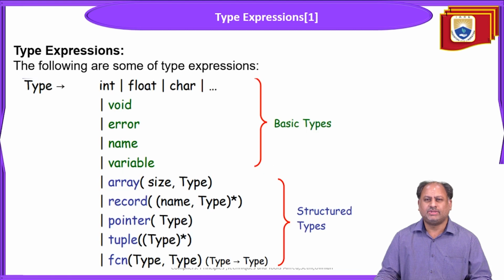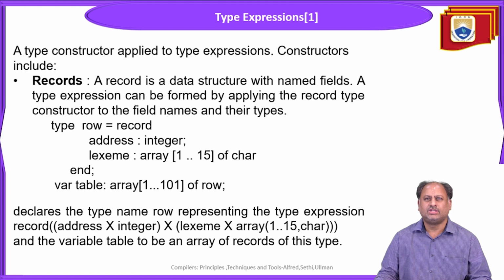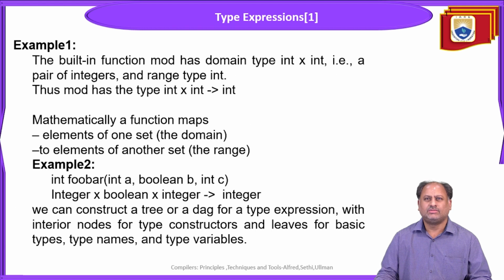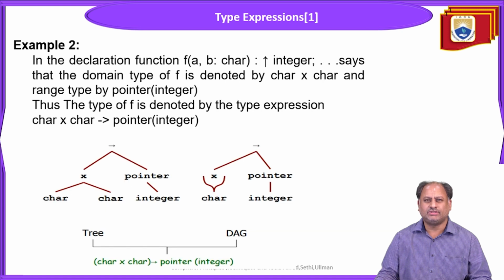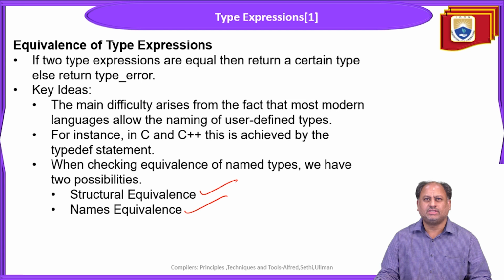Now these are the various basic types and structural types which were used in the notations, and we also applied various constructor notations such as arrays, products, records, pointers, and functions. We have seen the various type expressions with examples in the previous video, and whether the equivalence of expressions can be checked with the help of two notations: one is structural equivalence, another one is name equivalence.